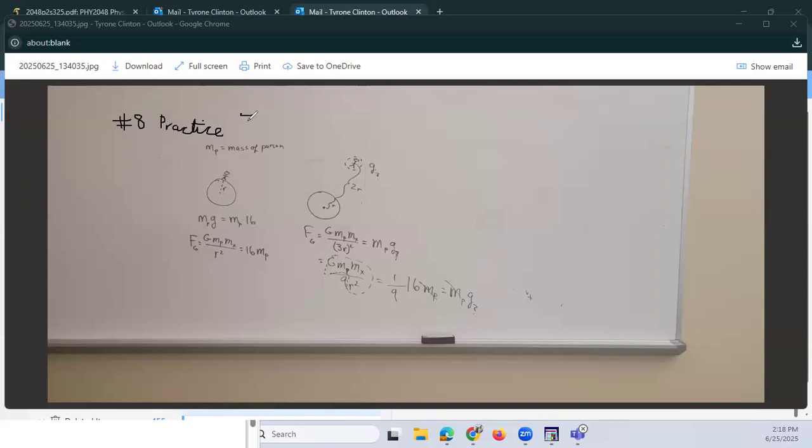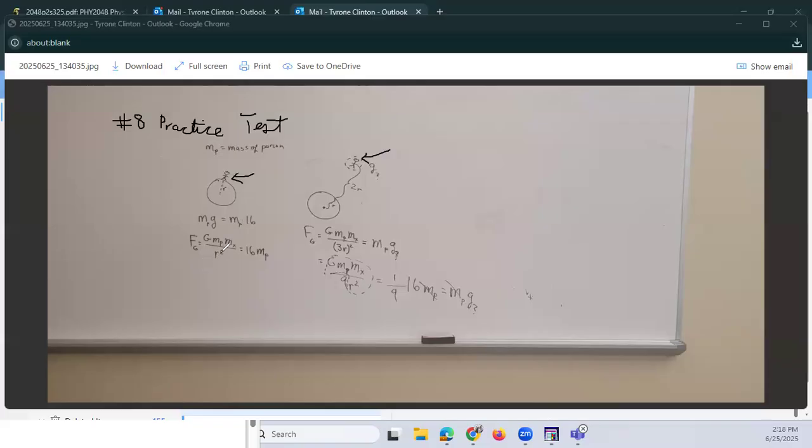And what the problem was, it was asking how much of a change there was between the person who was standing here on planet X versus one diameter up above planet X.